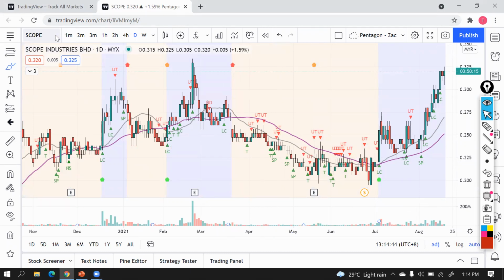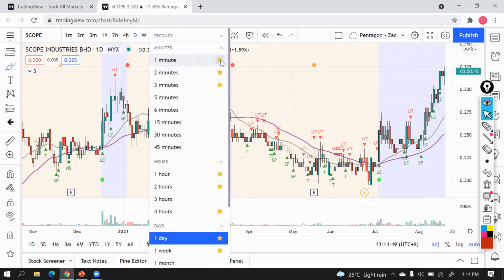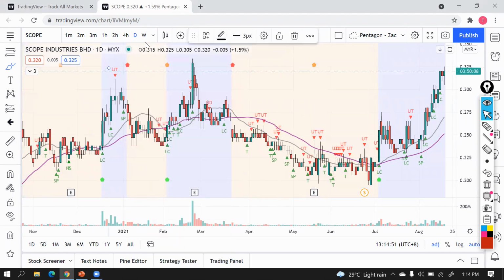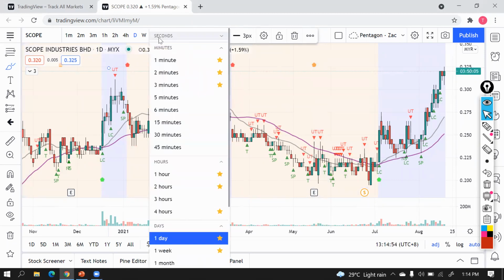The time frame on the left hand side, you can actually set it by clicking the star button. For example here, there's one small arrow, right? You just click the arrow, you should be able to see this drop down list.